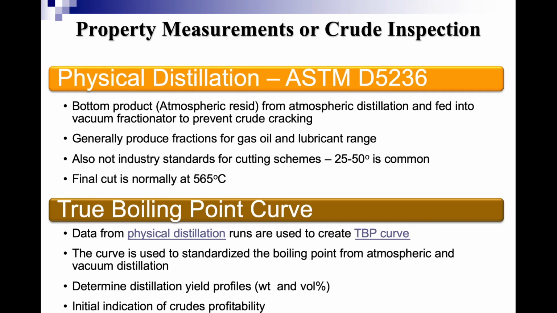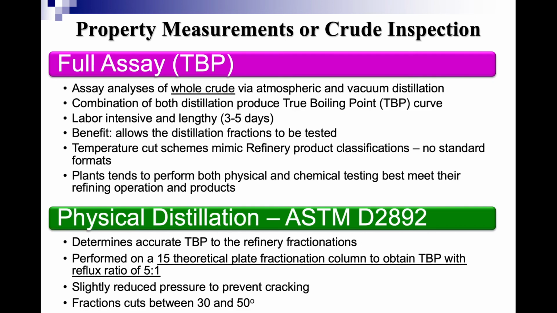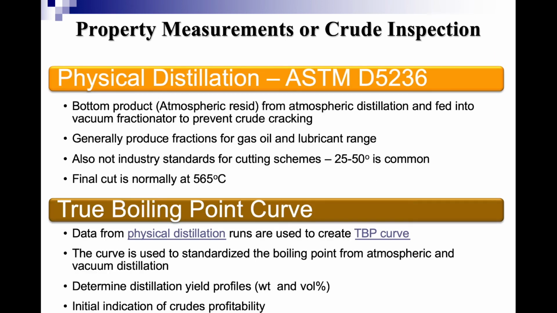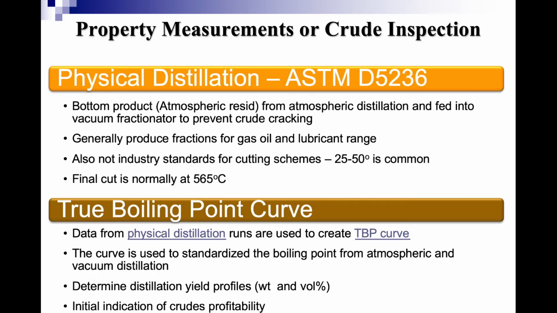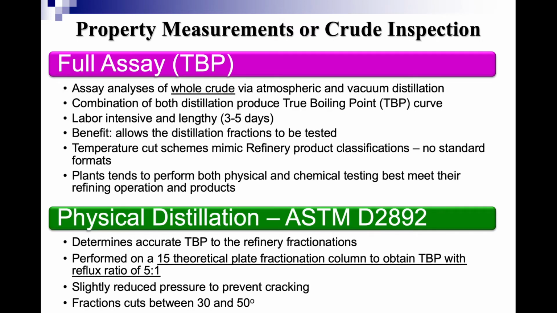Okay, next one we have physical distillation according to ASTM D5236, which is for the bottom product, the atmospheric residue from atmospheric distillation, fed into vacuum fractionation to prevent crude cracking. It generally produces fractions for the gas oil and lubricant range. Also, there is no industry standard for the cutting scheme, but 25 to 50 is common. For this one the fraction cut is between 25 and 50, and the final cut is normally at 565 degrees C. For the previous one, the final cut is usually up to 345 degrees C.